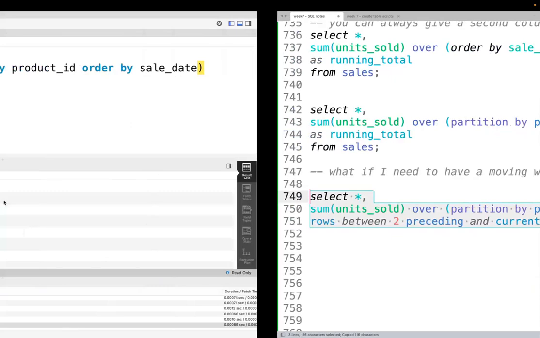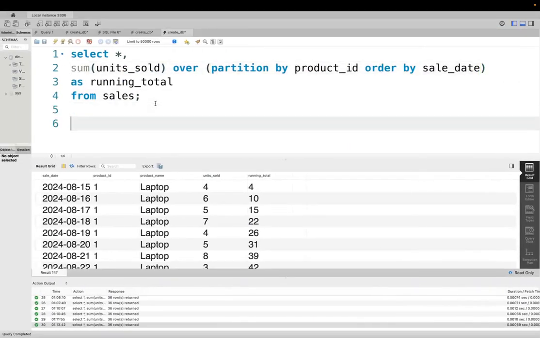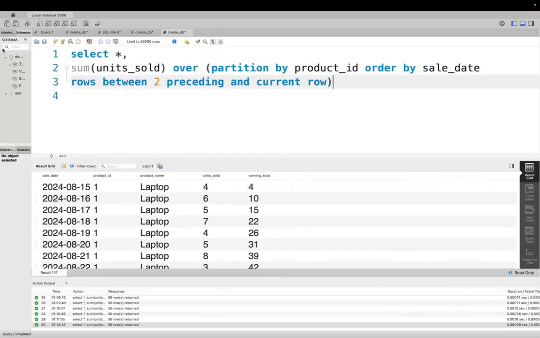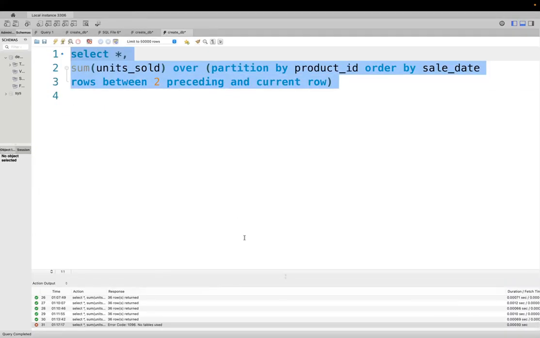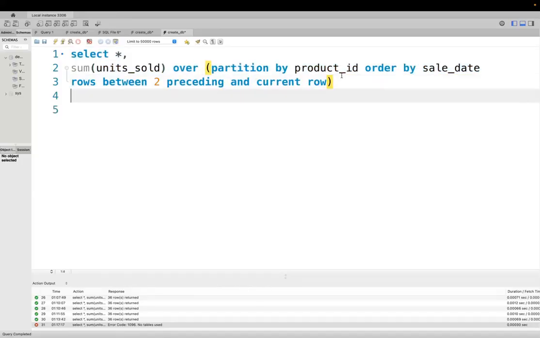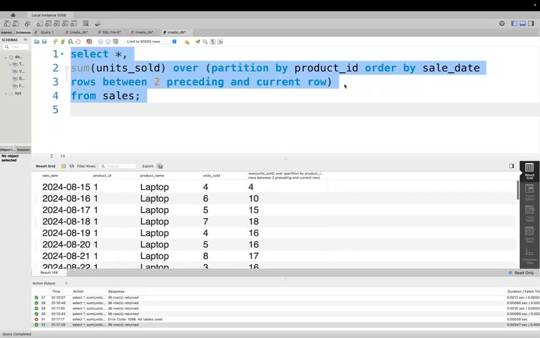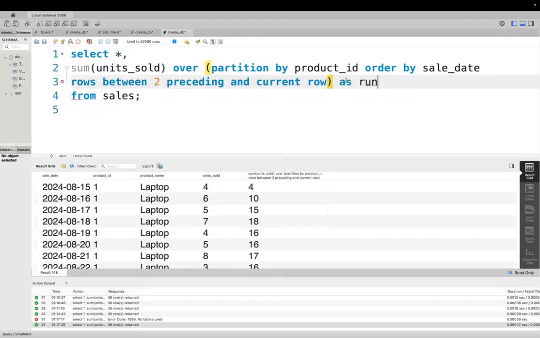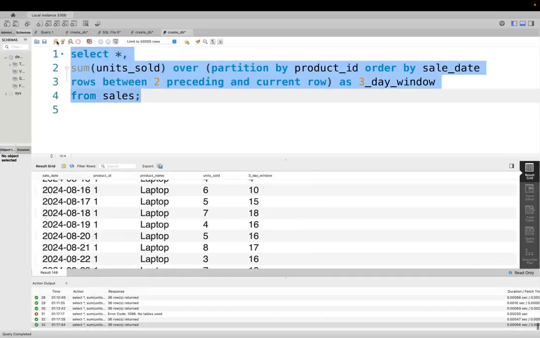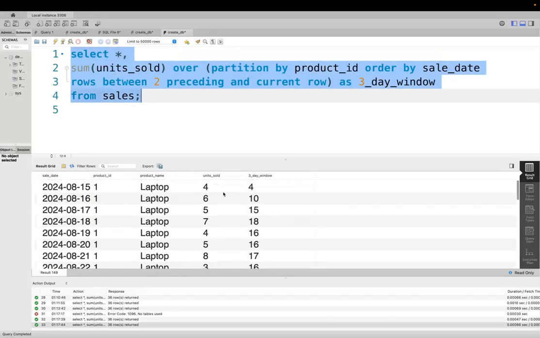Let me write it and show you what we will get. Let's see. Select this from, what is the table name, sales. Okay, so you can see this now, as the, let's say, running or 3 day window, whatever it is.